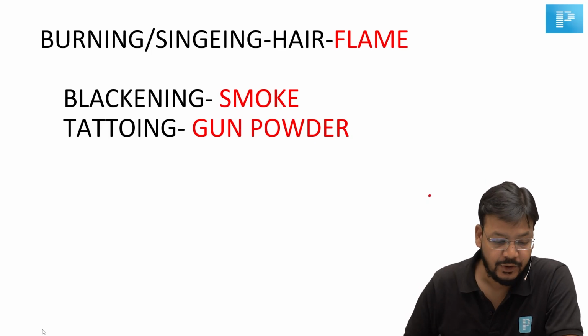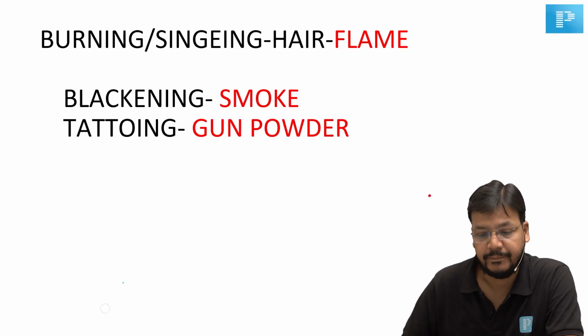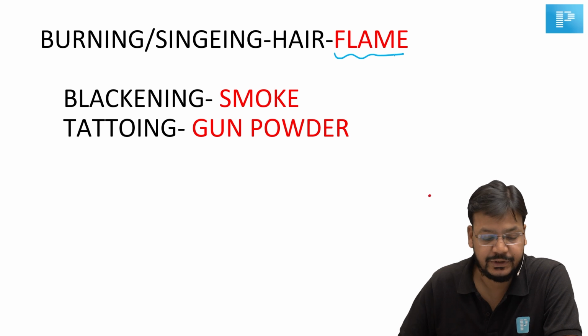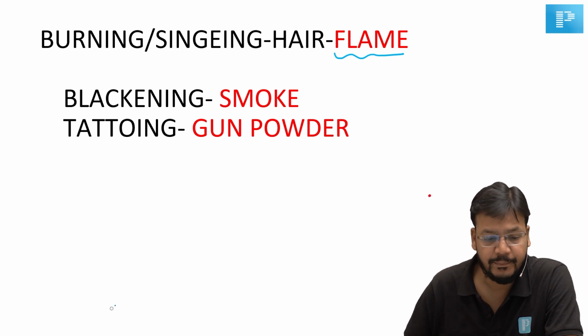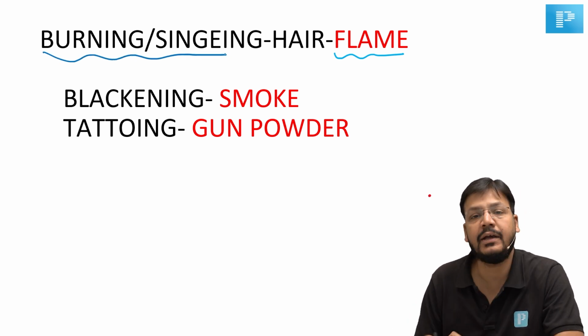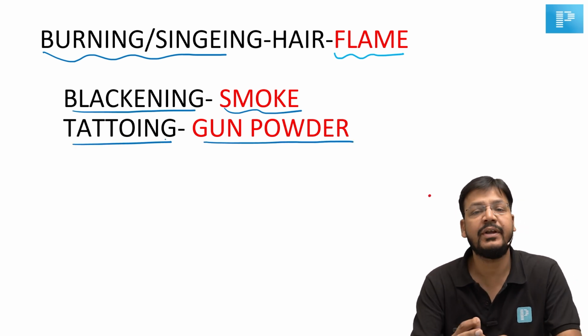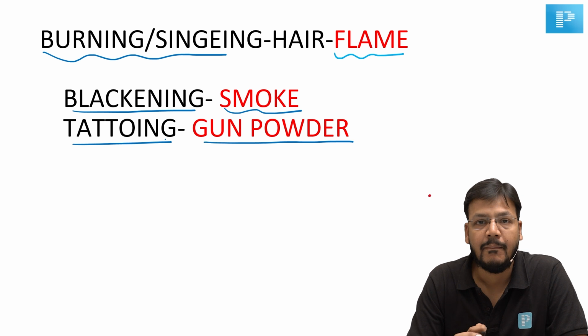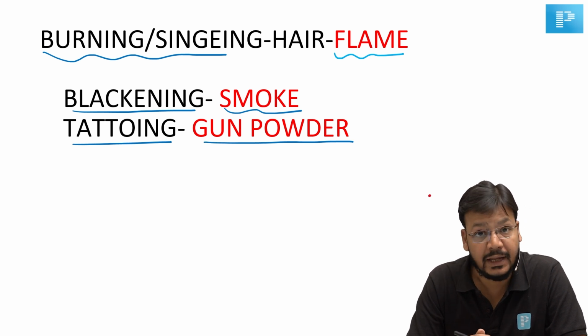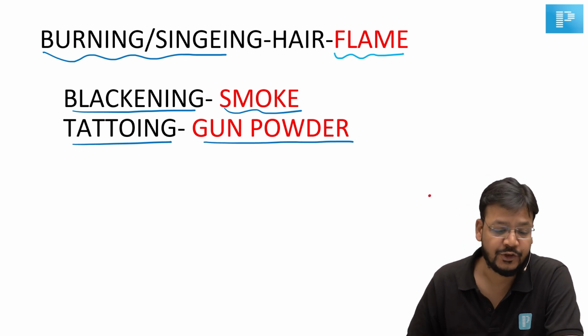So friends, we are coming to an important topic in firearms. The flame produces burning and singeing of hair. Smoke produces blackening, and gunpowder produces tattooing. Three effects: burning, blackening, and tattooing, by flame, by smoke, and by gunpowder.